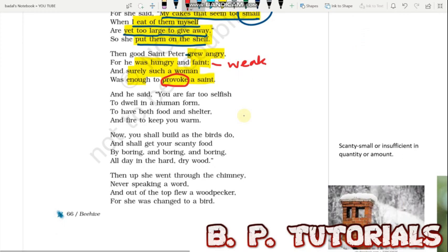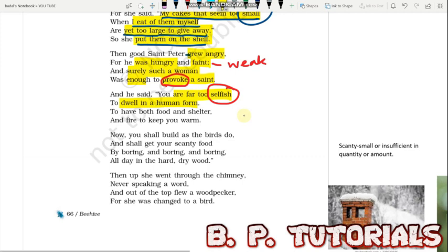And he said, what he said? And he said, you are far too selfish to dwell in a human form. According to Saint Peter, the woman was not anymore fit for having a grand human body because she was very, very much selfish in nature. And being so selfish, one is not going to be given the preference of staying in a human body.